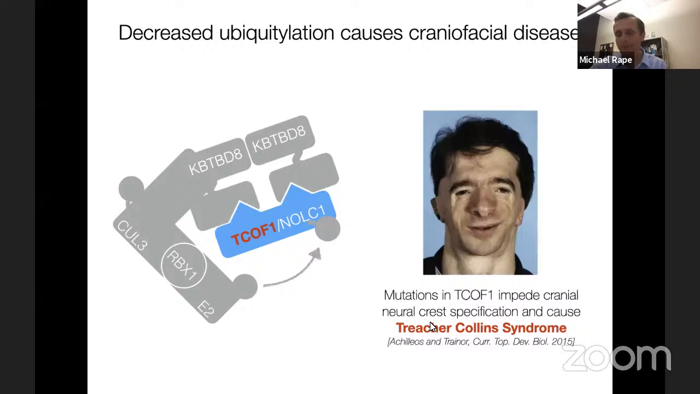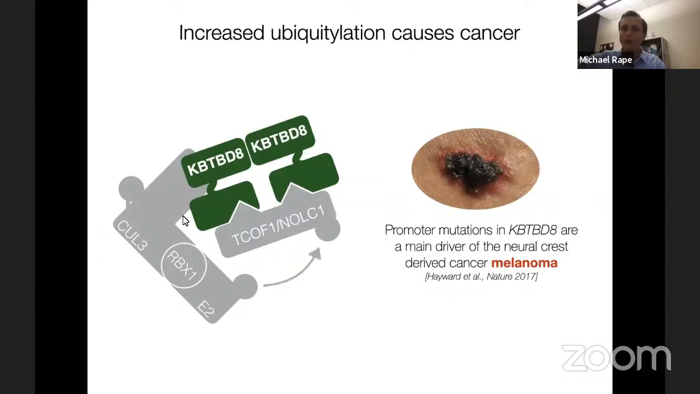On the flip side, mutations in the promoter of KBTBD8, which cause prolonged expression of this protein, cause aberrant neural crest specification at times of development when you don't want to have this. And this is an important driver event for melanoma, which is a neural crest derived cancer. So too little ubiquitylation gives you a developmental disease, too much ubiquitylation gives you cancer. So you have to get it just right.